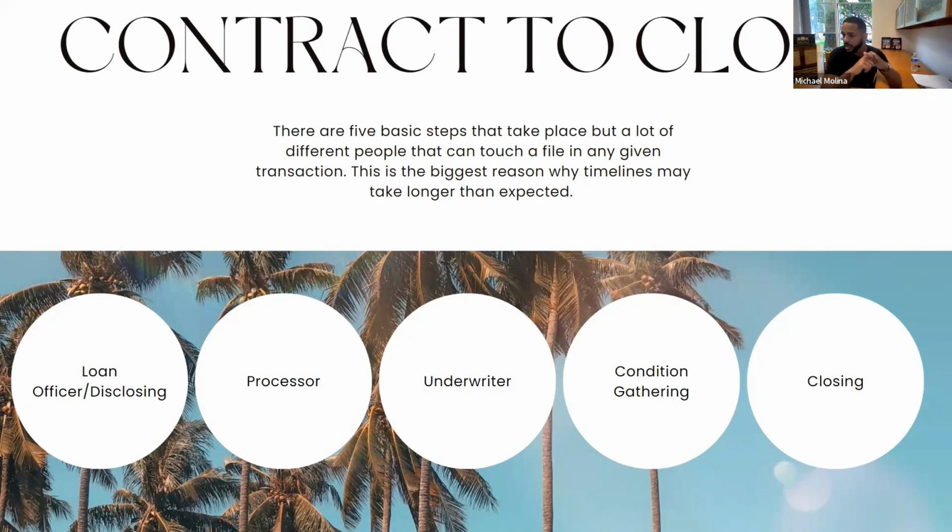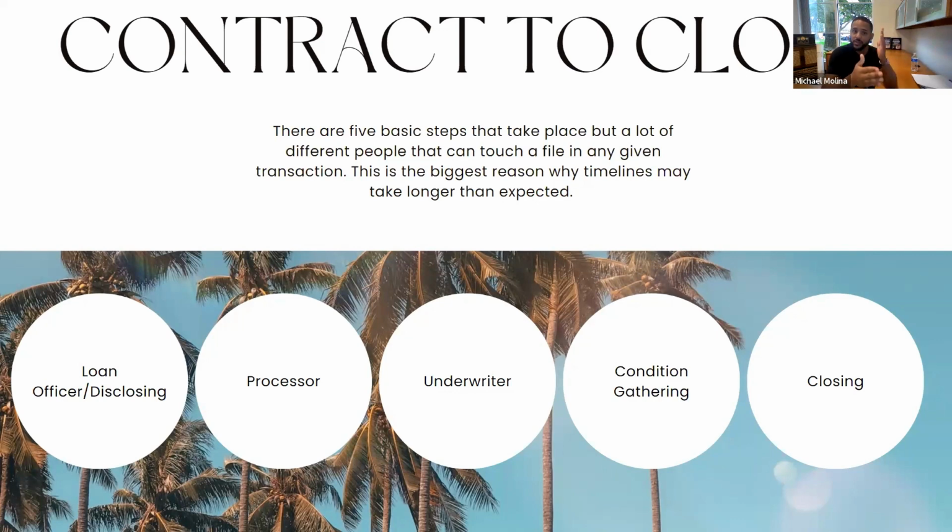maybe getting the condo documents as well. If this is a condo association, right, we need to make sure that we get the condo documents in. So it could be very, very quick. It could be quicker than 7 days, or it could be very, very slow, depending on this kind of file and how difficult it is and what conditions we need to gather. And then from there, once we get the clear to close, we send it into closing.